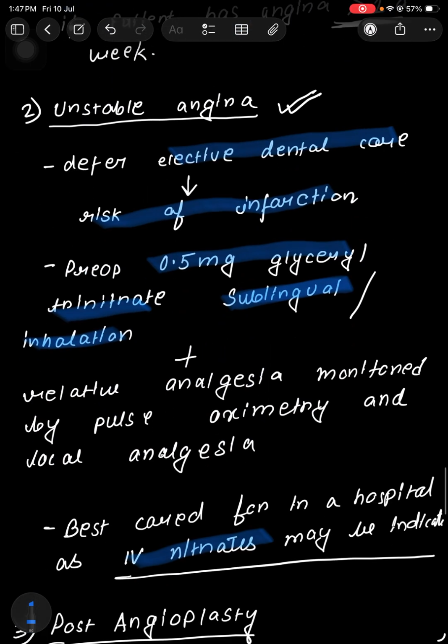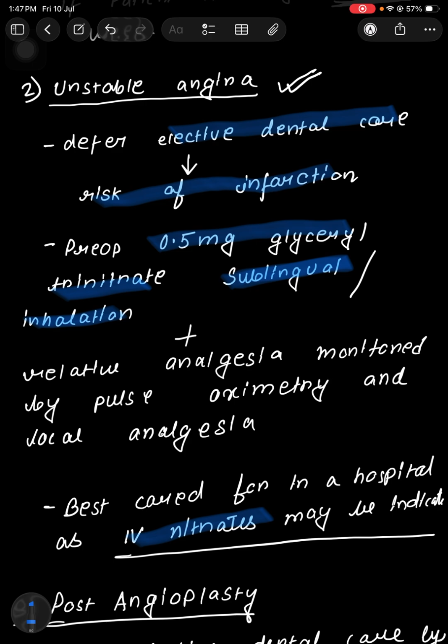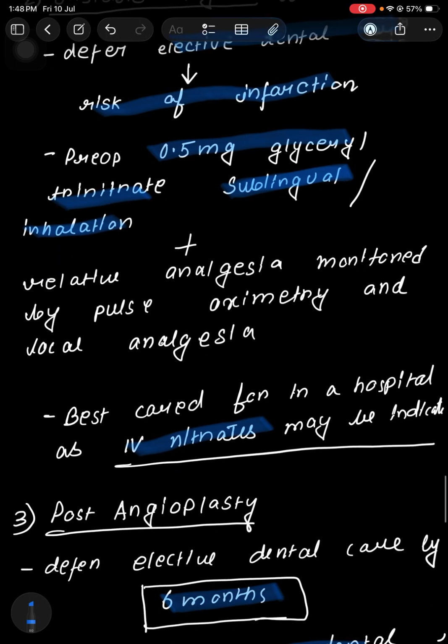Now, unstable angina. In unstable angina, all the elective dental care has to be delayed. Only opt for emergency dental care. First, pre-op 0.5 mg of glyceryl trinitrate sublingual or inhalation should be given. Then, along with that, relative analgesia monitored by pulse oximetry and local analgesia.